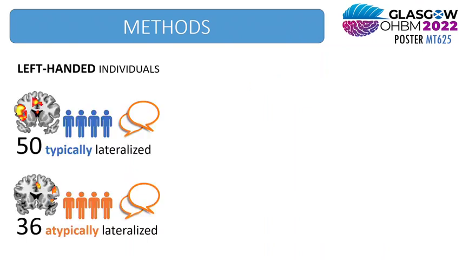So we had our task. Then we have our participants. Based on a verb generation task, we pre-selected 86 left-handed individuals. 50 of them were typically lateralized, with a left lateralization of language. And 36 of them presented an atypical lateralization: 20 presented strong right lateralization and 16 an ambilateral lateralization.